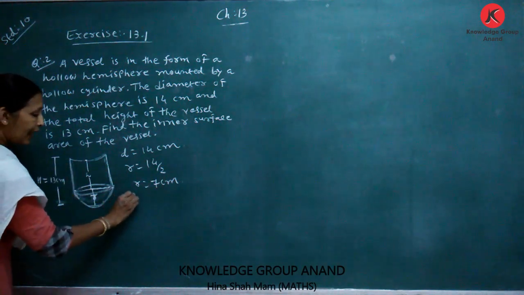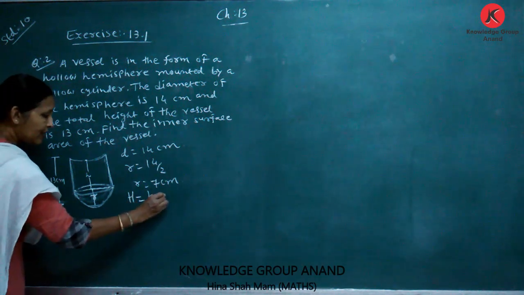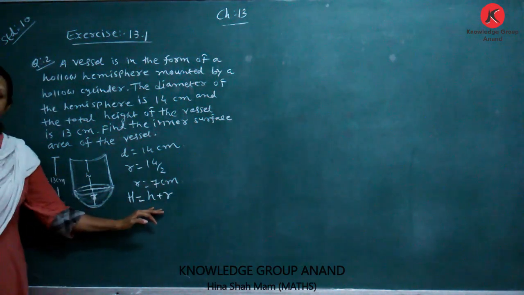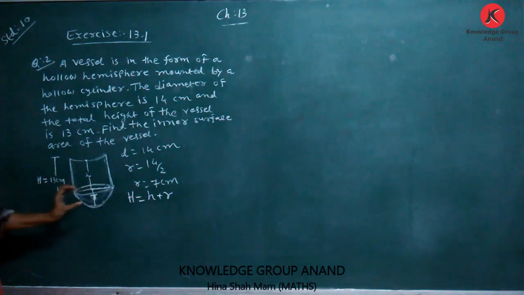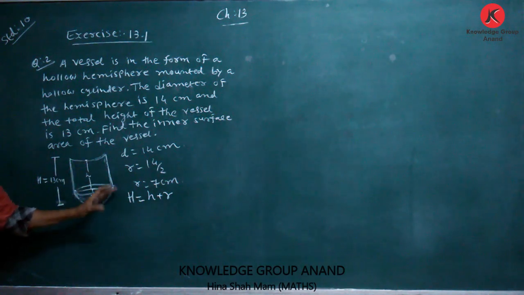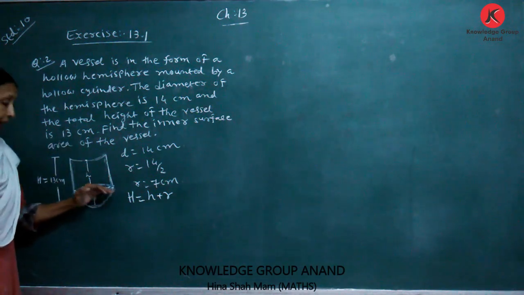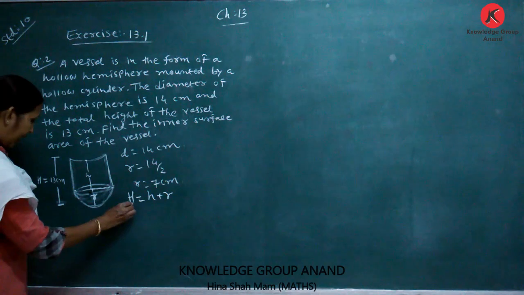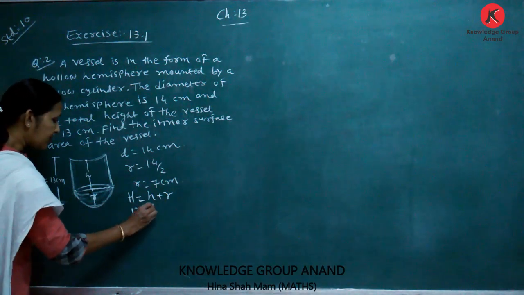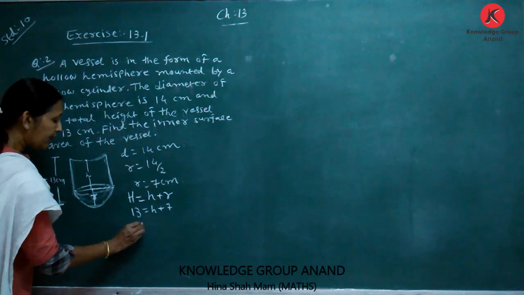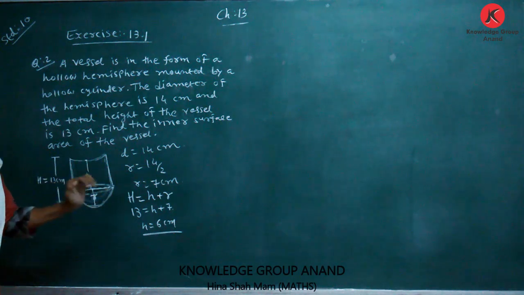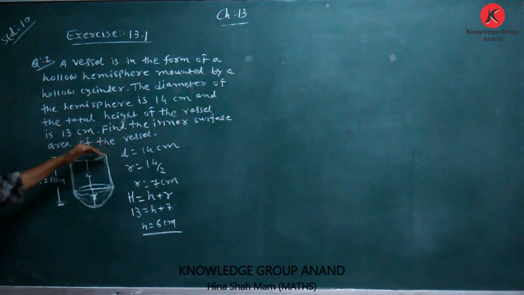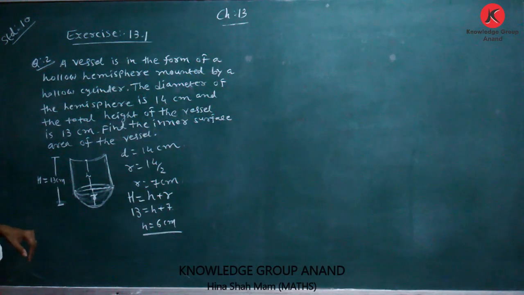We write like this: capital H is equal to h plus R. Here h means height of cylinder, capital H means total height, and R means radius of hemisphere, which equals the height of hemisphere. Here, H is equal to 13, which is h plus 7. Therefore, h is equal to 6 centimeter. 13 minus 7 is equal to 6 centimeter. Find the inner surface area of the vessel.